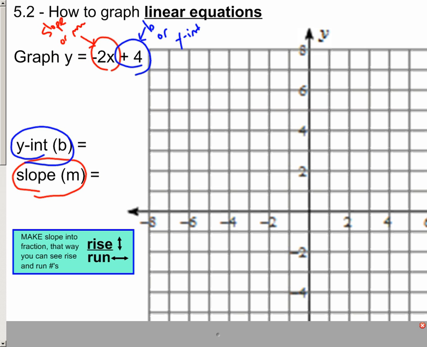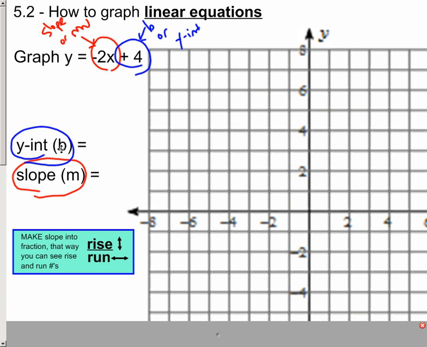And a lot of times it's written as a cursive m, and that's an awful cursive m, so let me fix that. There we go. And we're going to use these two pieces of information to be able to graph this.